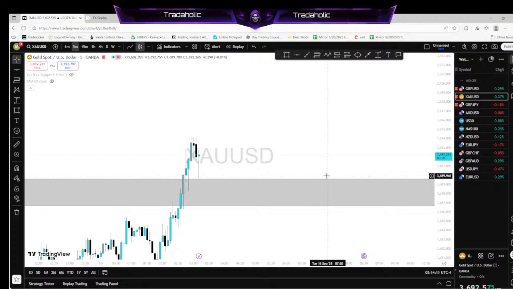Can you put the long and short position tool on your chart, please? Put it where? I'm not actually in the trade. I'll put it once I get in the trade, but I'm not in the trade right now.